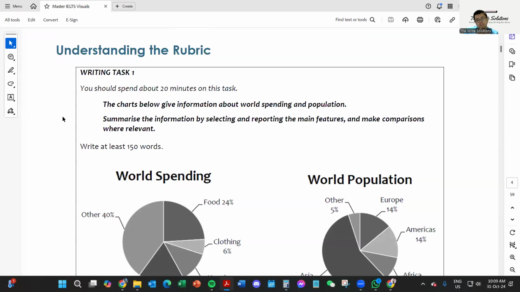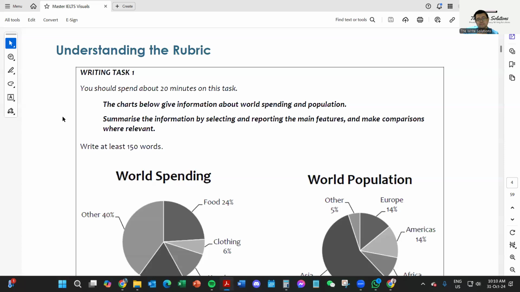First of all, we're going to understand the rubric. The instructions say writing task 1: you should spend about 20 minutes on this task. It's worth 33% of your writing test in the IELTS. So we are going to be talking about writing task 1 in IELTS.